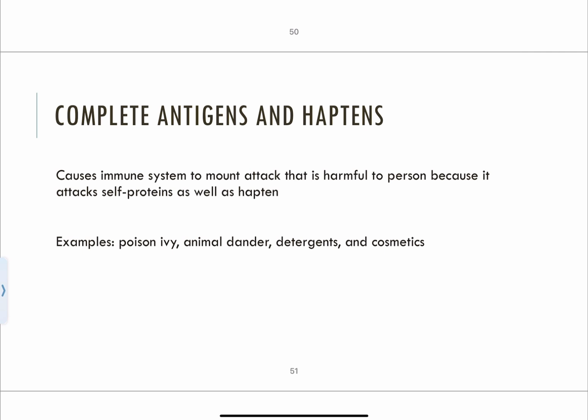Examples of when this happens: poison ivy. Poison ivy will go in and complex with one of our own proteins and mark it as foreign. So our own immune system goes in and attacks it. Same thing if we're talking about allergies to animal dander, detergents, or even cosmetics.